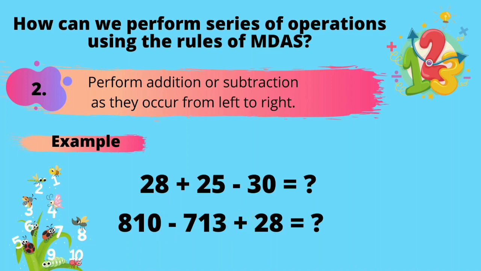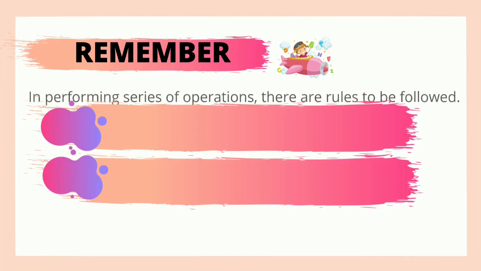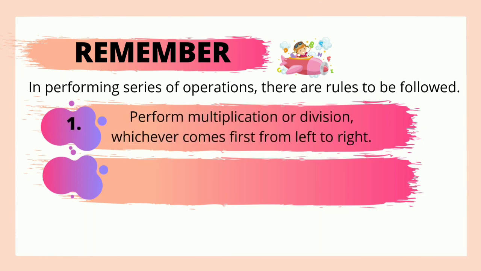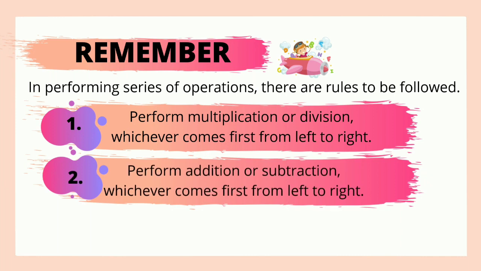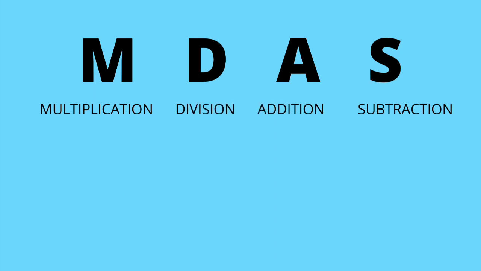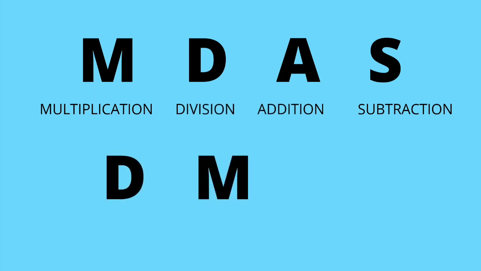Let us remember, in performing series of operations, there are rules to be followed. Rule number 1, perform multiplication or division whichever comes first from left to right. And rule number 2, perform addition or subtraction, whichever comes first from left to right. MDAS doesn't mean multiplication first, then division, addition, and then subtraction. It can be division first, then multiplication, whichever comes first from left to right. Same is true with addition and subtraction.